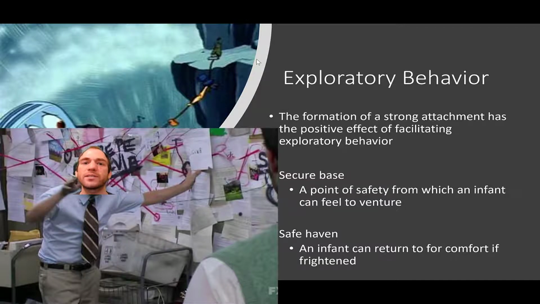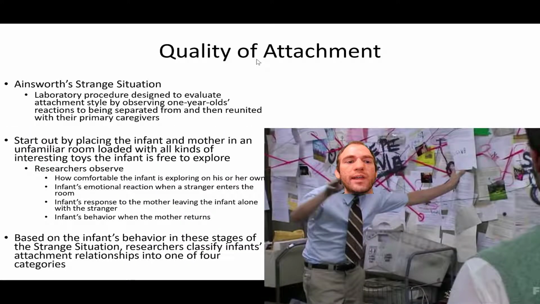Quality of attachment, Ainsworth Strange Situation. Laboratory procedure designed to evaluate attachment style by observing 1-year-olds' reactions to being separated from and then reunited with their primary caregivers. Start out by placing the infant and mother in an unfamiliar room loaded with all kinds of interesting toys the infant is free to explore. The researchers observe how comfortable the infant is exploring on his or her own, the infant's emotional reaction when a stranger enters the room, the infant's response to the mother leaving the infant alone with the stranger, and the infant's behavior when the mother returns.